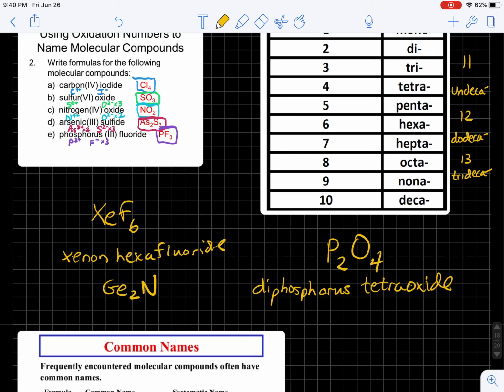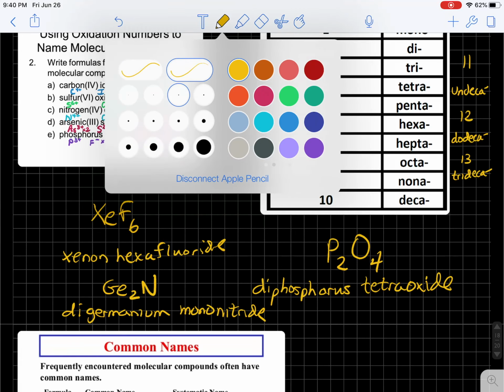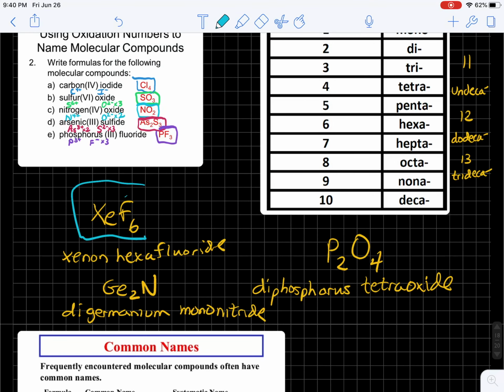All right, I'm back. So we look up Ge, that is germanium, and there's 2 of them. So we're going to write digermanium, and then N is for nitrogen. So we're going to write mono. Notice I use mono because it's the second element. Mononitride. All right, I'd like you to go back and try these 3 using the old. Well, you can't on this one. No, only this one.